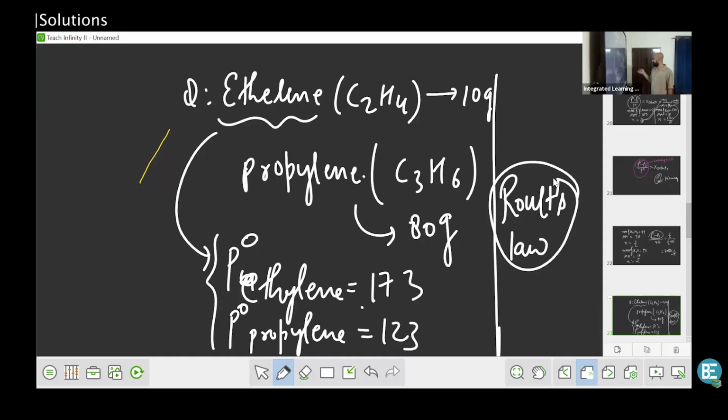So what we'll do, revise this, and if you have any doubt, in the next class we'll take half an hour to revise this portion.